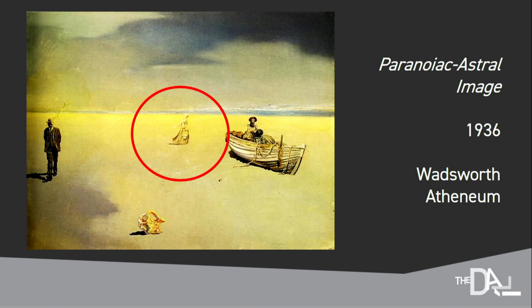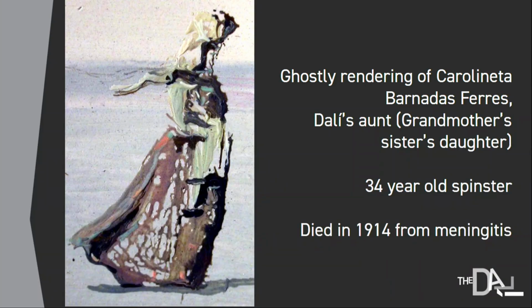She's a ghost, as all these images are, but she's a very particular ghost. This is the ghost of Dalí's cousin, Carolineta. She appears in a number of paintings in the same way the amphora appears in a number of paintings. She was Carolineta Barnadas Ferres, so Dalí's aunt, not really his cousin, but he referred to her as his cousin. She was a 34-year-old spinster who died from meningitis when Dalí was 10 years old.